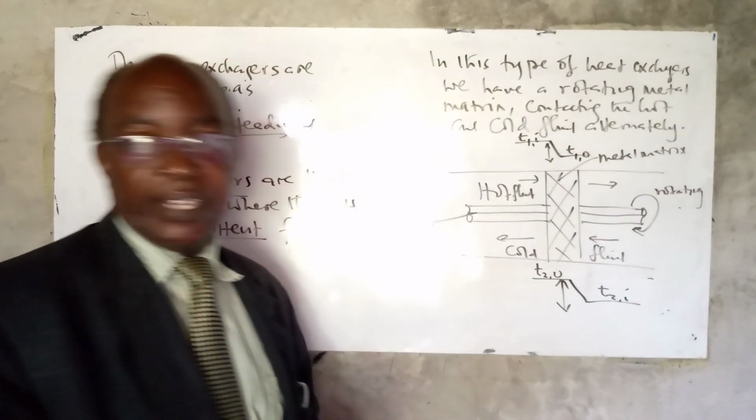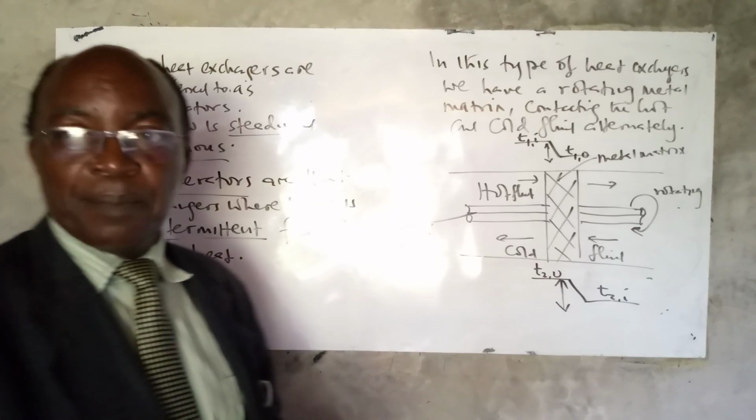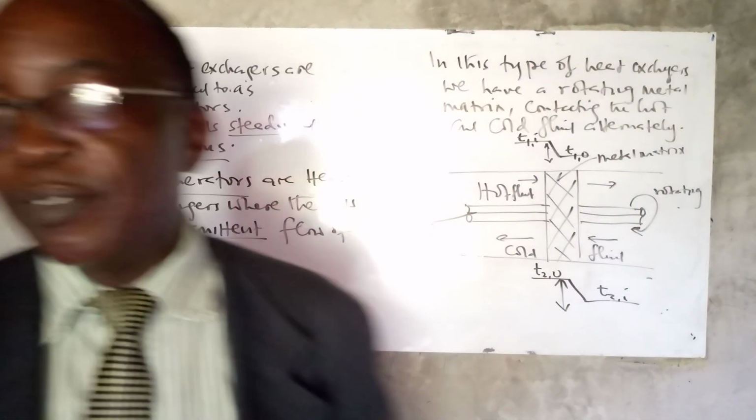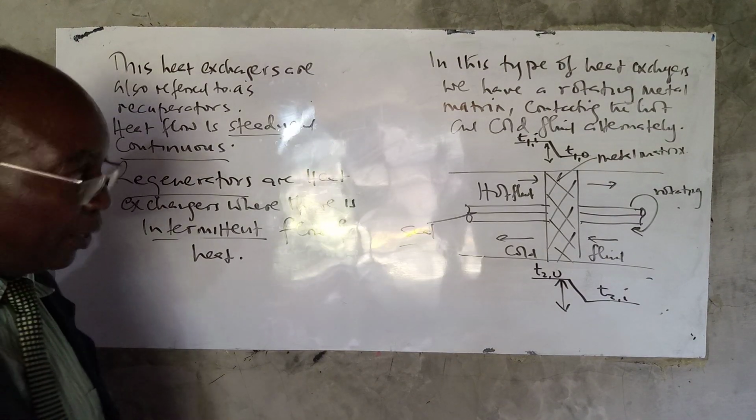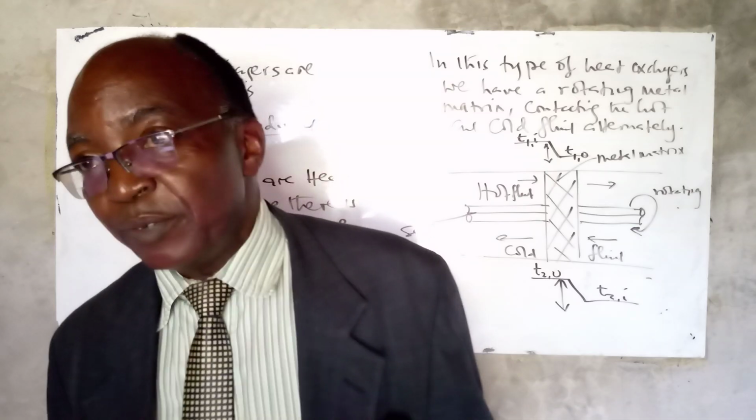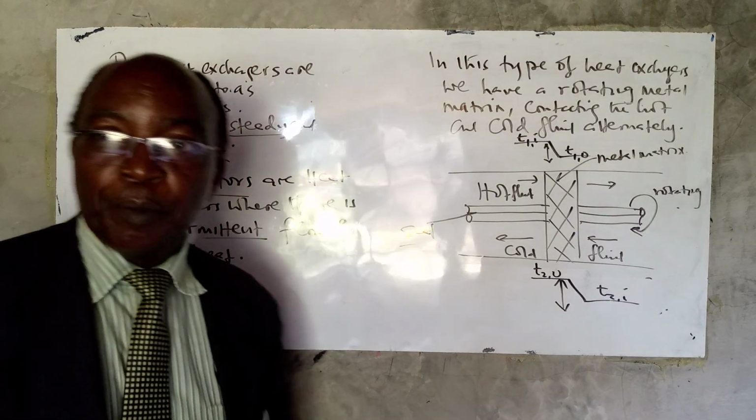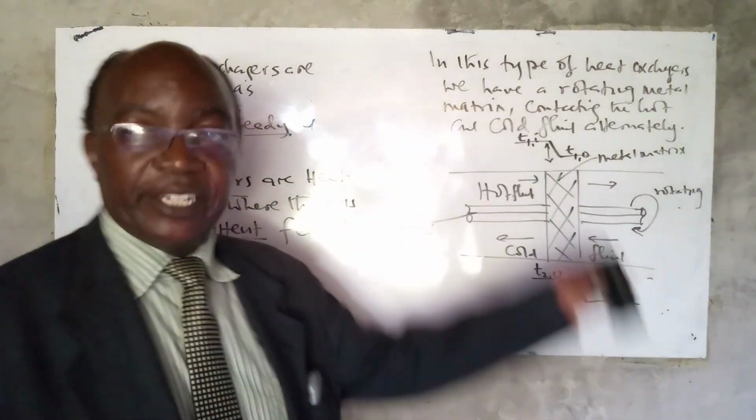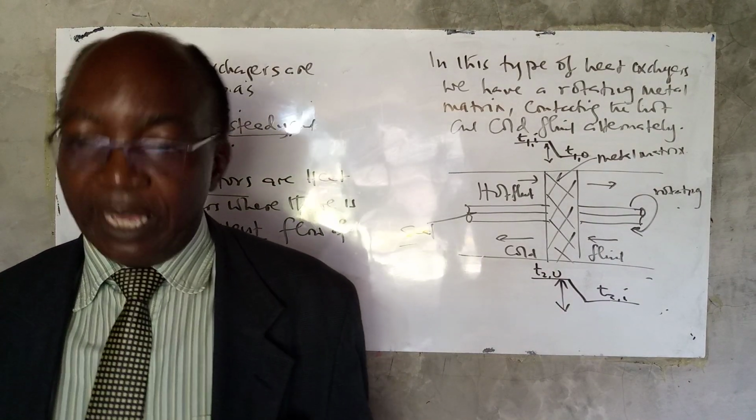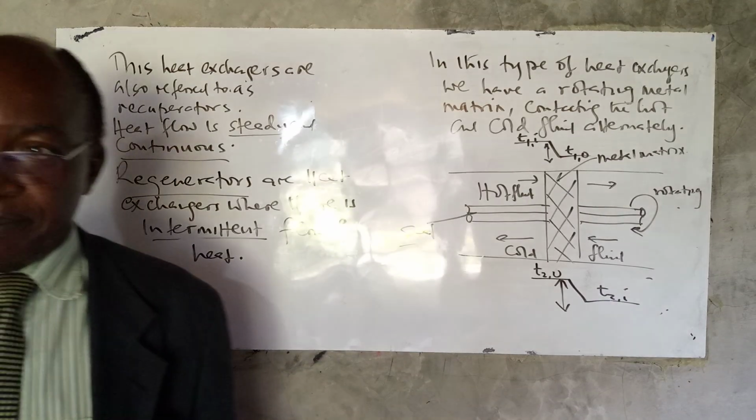We have seen the various types of heat exchangers. We have seen the parallel flow heat exchanger, the counter flow heat exchanger, the cross flow heat exchanger, and the shell type heat exchanger, which is a mixed flow heat exchanger. And we have seen that they are classified in two groups, recuperators and regenerators. The regenerators are where the heat flow is intermittent. So let's stop at that point. We'll pick up from there next time.